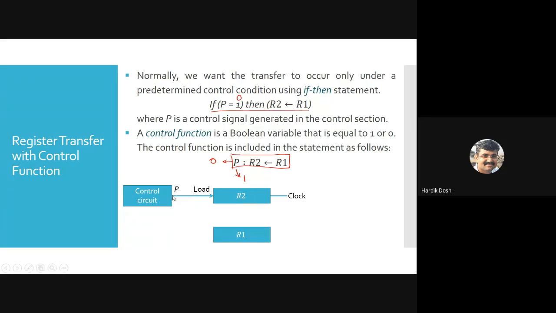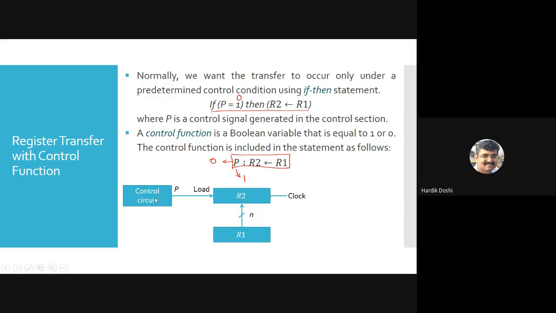Repeating my point again. When the value of P is 1, at that time the command is given to register R2 to load itself, because over here it is a loading signal to the register. So load itself from where? From R1. Now what does this N indicate? N indicates the number of bits.